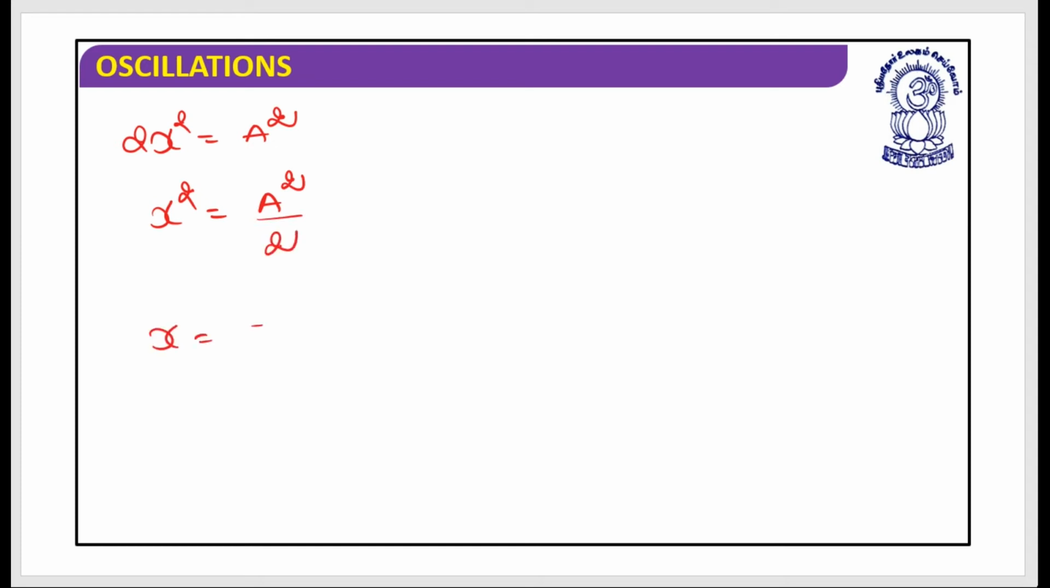And from this, x equals plus or minus a by root 2. This is the location where potential energy and kinetic energy would be equal. I hope this is clear.